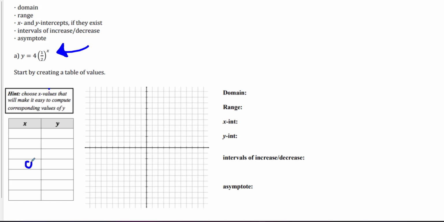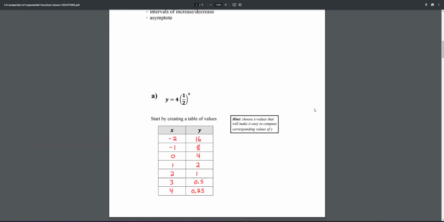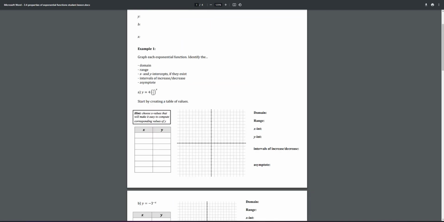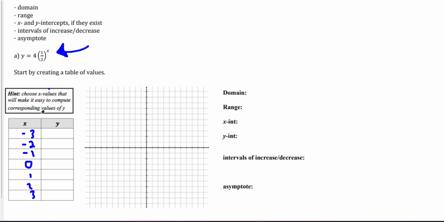So like, let's have 0 in the middle. So have negative 3, negative 2, negative 1, 1, 2, 3. You know what? Let's just make sure that they did it the same way. No, they did negative 2. All right, sure. Negative 2, negative 1, 0, 1, 2, 3, 4.